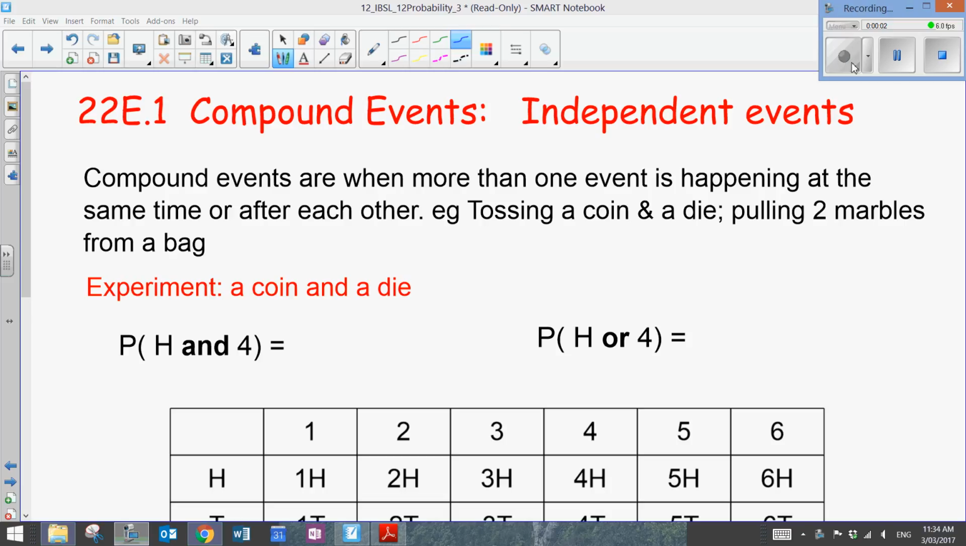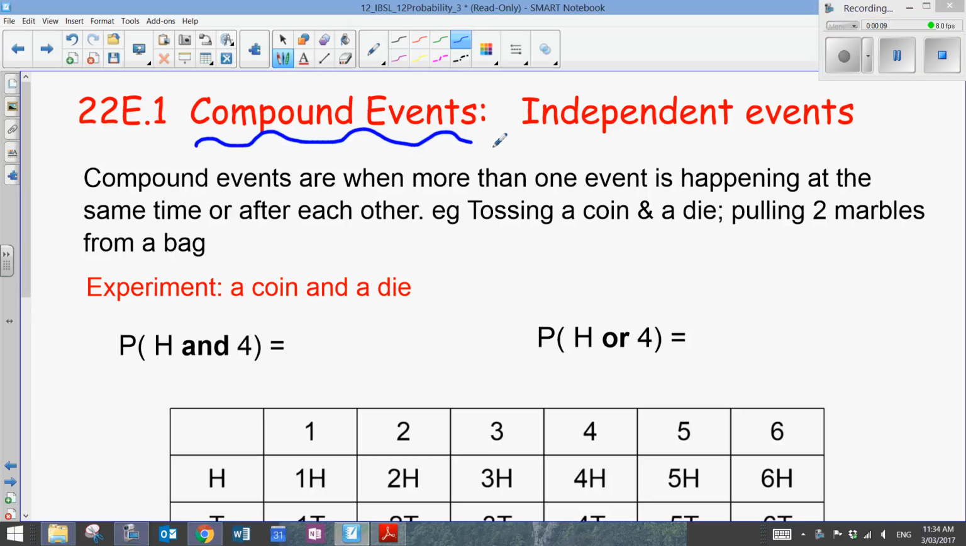Hello IB, this is 22E.1, and this is all about compound events. So we're looking at what makes an event, or more than one event, compound, and then whether they are independent events. So does one probability depend on another probability?